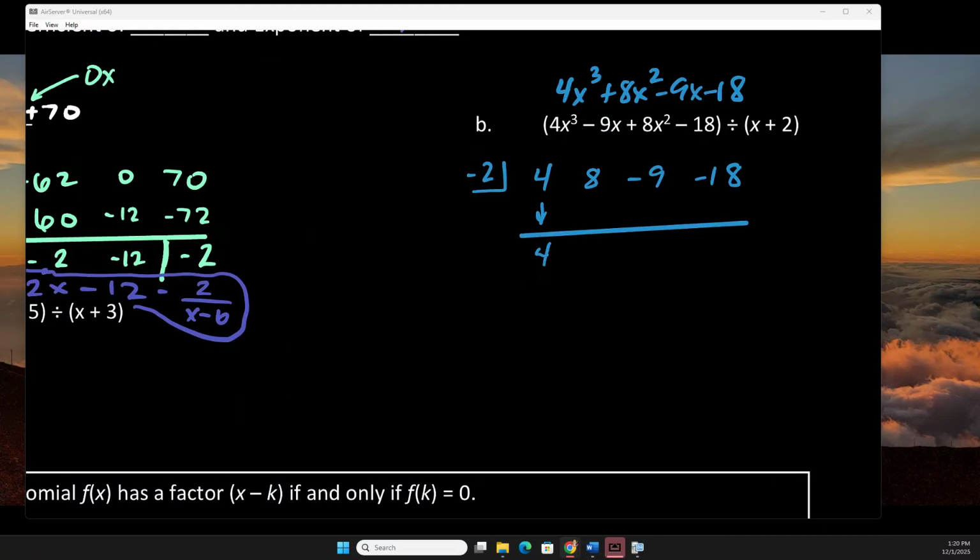Alright, so that 4 gets dropped down, and then we just start multiplying and adding. So negative 2 times 4 is negative 8. Then I'm going to add and get 0. Don't worry, 0 is fine. We're going to do negative 2 times 0 is 0. Then we're going to add and get negative 9. And then negative 2 times negative 9 is 18. And then we'll add and get 0. This one had a lot of zeros.